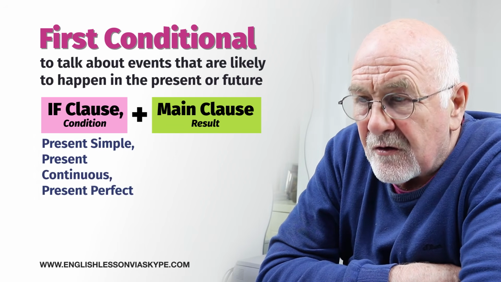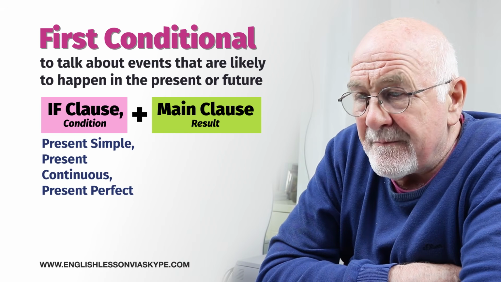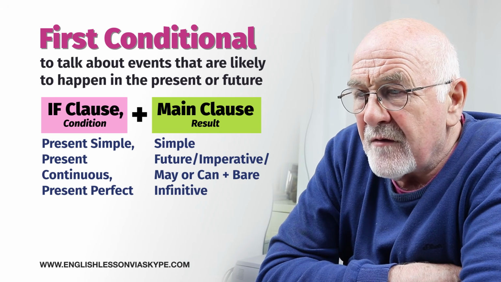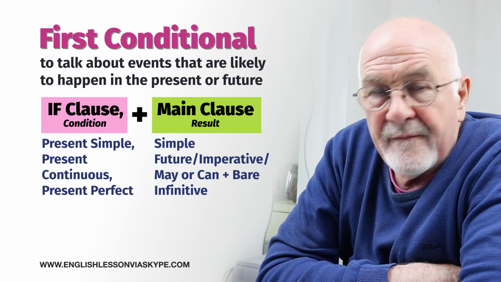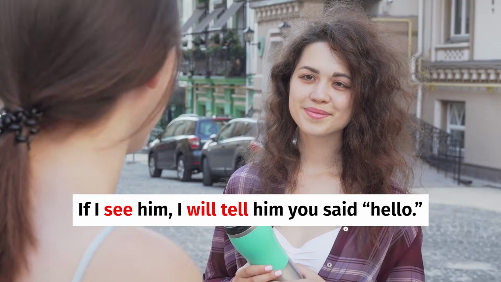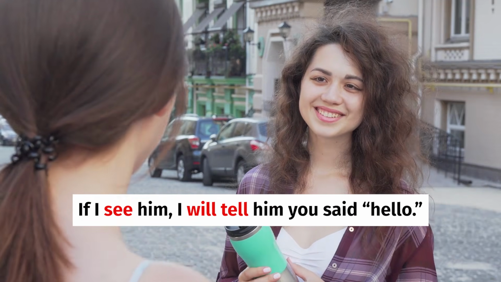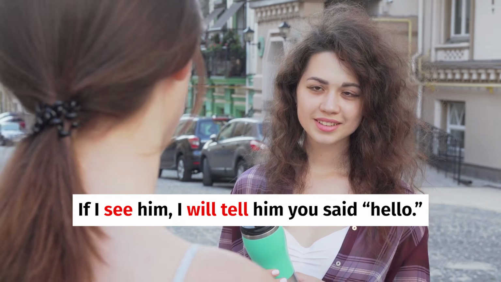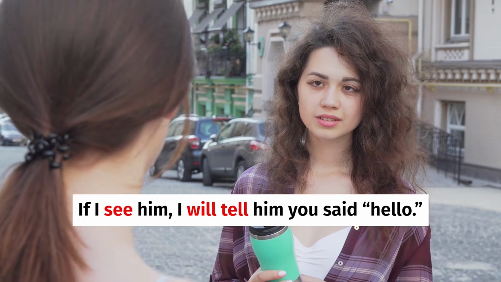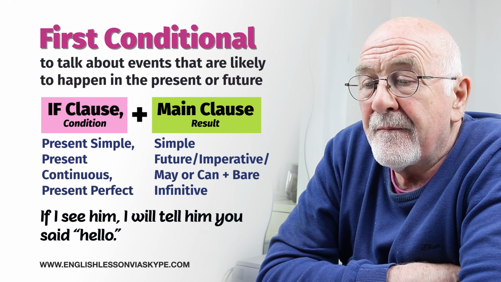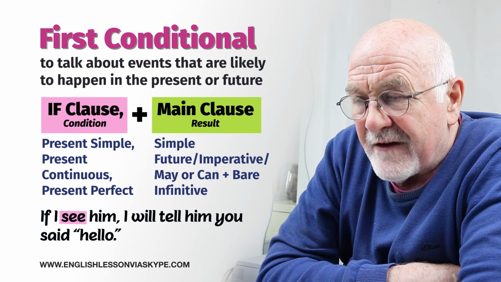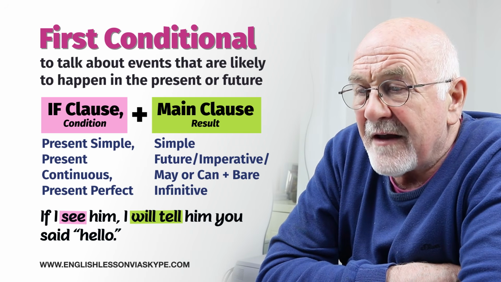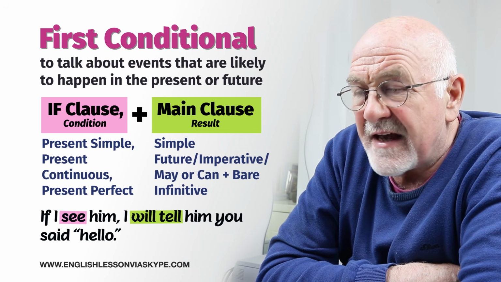So the first clause, if, with the present simple, and then the main clause or the second clause, which will contain will. Okay, so for example, if I see him, I will tell him you said hello. If I see him, I will tell him you said hello. So that's if plus the simple present, if I see him, and then the main clause or the second clause, I will tell him you said hello.